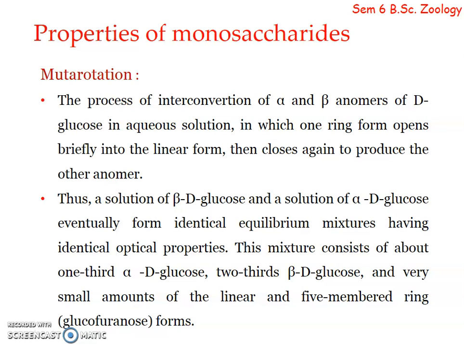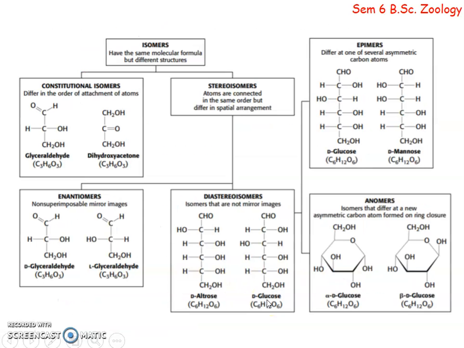A solution of beta D-glucose and a solution of alpha D-glucose eventually form identical equilibrium mixtures having identical optical properties. If we take beta D-glucose and make a solution of it, after some time we can see that it will contain alpha D-glucose, beta D-glucose as well as linear chain. This mixture will contain 1/3 of alpha D-glucose, 2/3 of beta D-glucose, and a very small amount of linear chain. That is what happens.